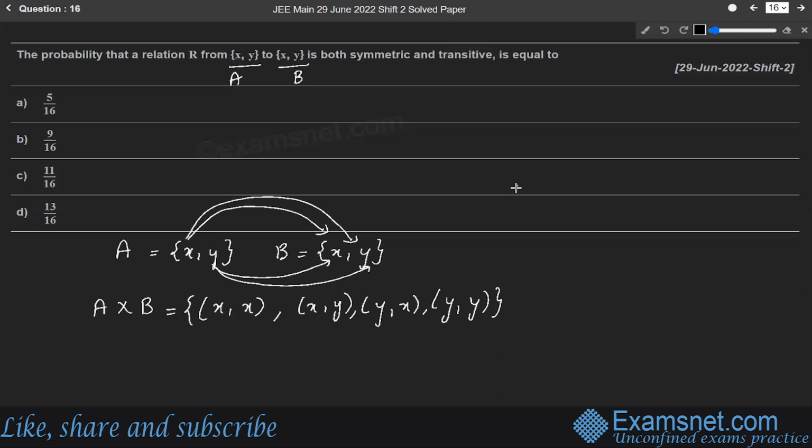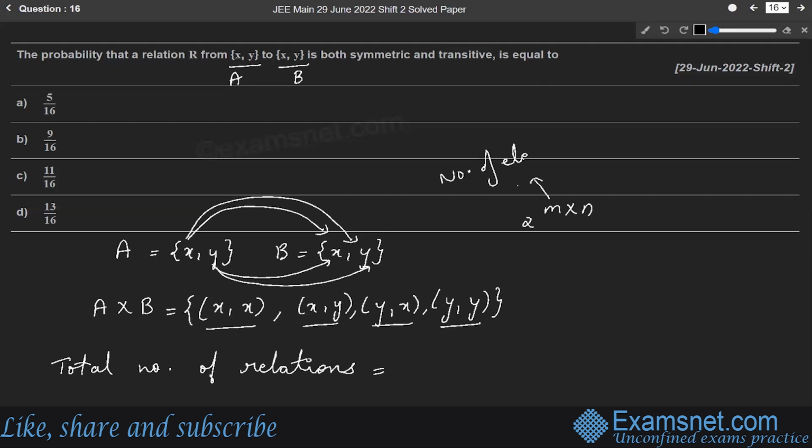Now this is the Cartesian product which consists of four ordered pairs, right? Now let us calculate the total number of relations. So if we want to calculate the total number of relations here, how will we calculate it? There is a basic formula to calculate the total number of relations, which is 2 power m into n. Now, what is m and what is n? M is the number of elements in the first set. What is the first set? It is set A. And n is the number of elements in the second set. What is the second set? It is set B.